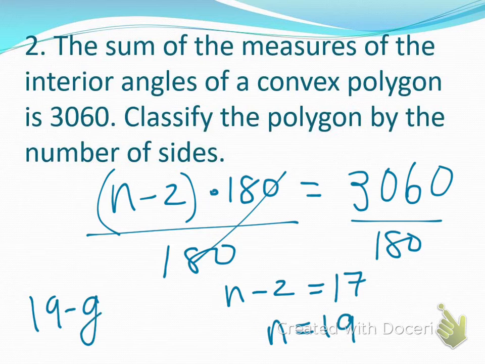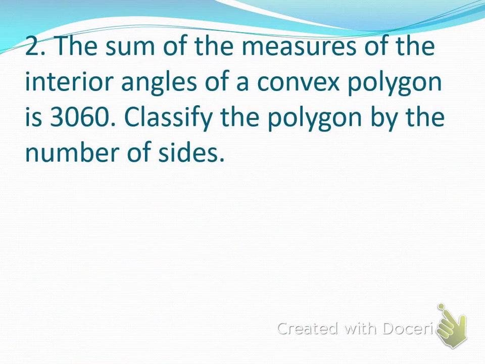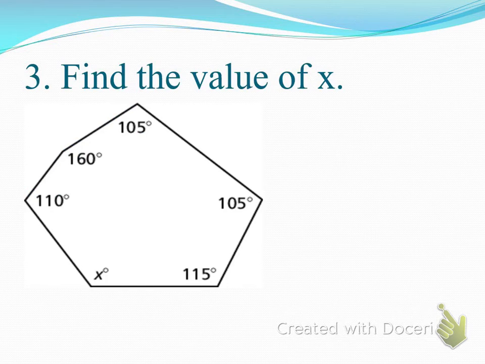You would say 19-gon. Non-Dodecahedron. You'd put an a in between, but yeah. Good. Number 3, find the value of x. So you first need to know how many degrees are inside of the shape, and then go from there.